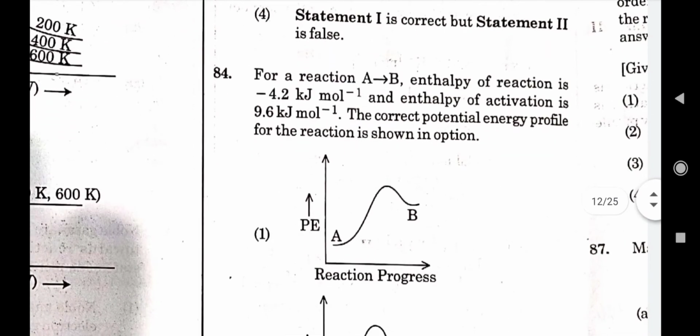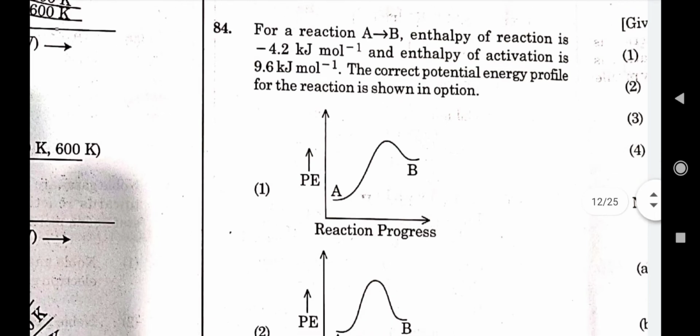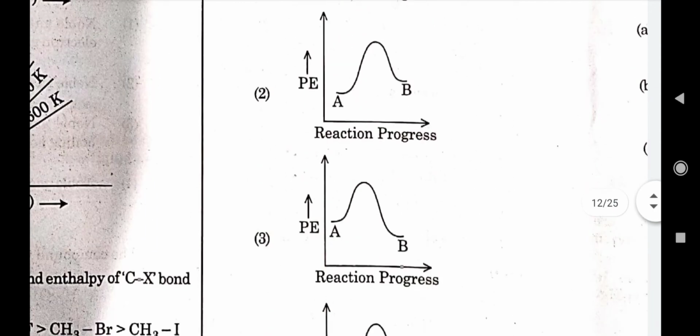Now coming to question number 84, for a reaction A gives B, enthalpy of a reaction is given and enthalpy of activation is given. The correct potential energy profile for the reaction is shown in option. Correct potential energy profile हमें बतानी है, इसका जो correct option है that is graph number 3rd.